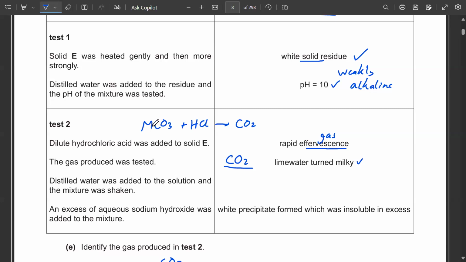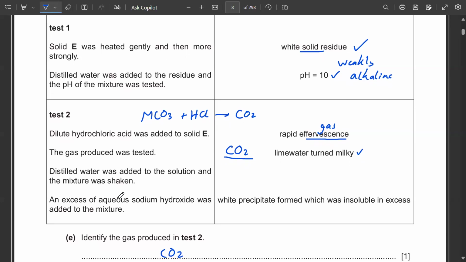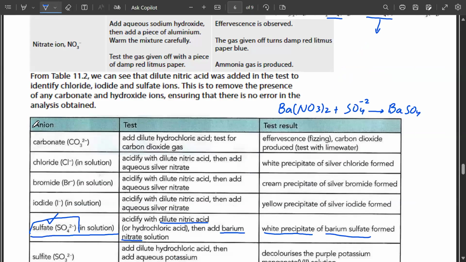So metal carbonate is there, but which metal carbonate is that we have to find out from this statement that excess of sodium hydroxide was added to the mixture and white precipitate was formed which was insoluble in excess. Now for this purpose, this time we have to go back to the test of ions and gases. We are already familiar that the anion part of the compound is the carbonate ion because it produces carbon dioxide, which turns lime water milky.